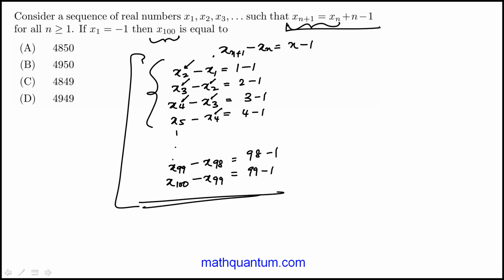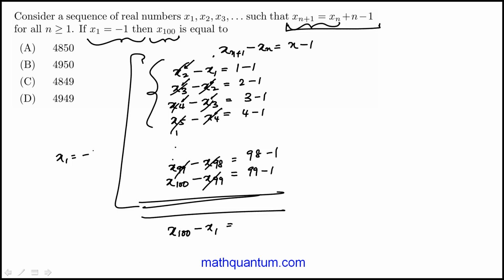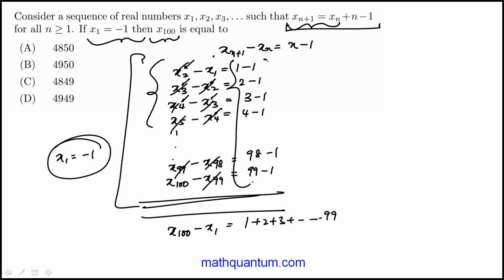I mean, obviously, I didn't see this right away. I first generated the first few terms, and I'll talk about that separately as well. But the key is once you do that, and if you add them, you'll notice these terms would all drop out, and you'll be left with x100 minus x1. x1 we already know is minus 1. And now I just need to add 1 through 99. So this is the sum of consecutive integers up to 99. And I have 99 ones, so this would be minus 99.